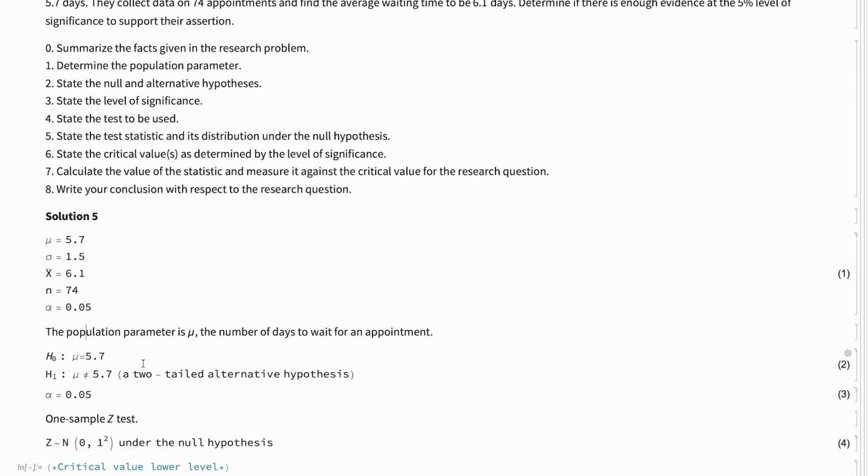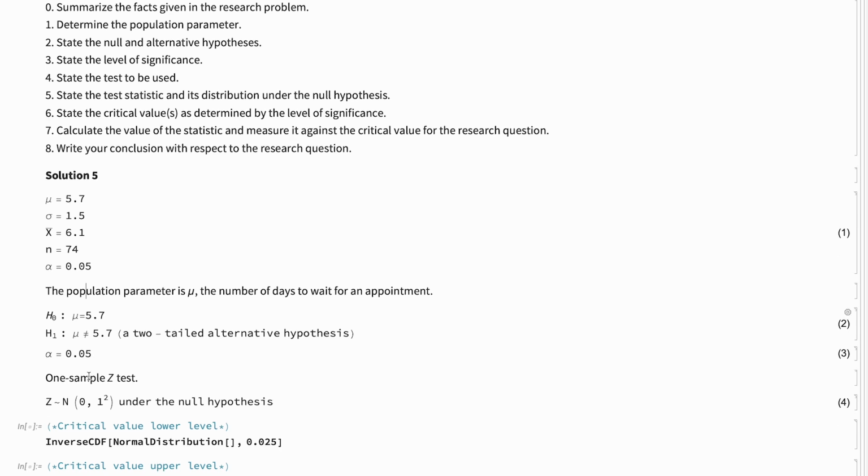Next step, we're going to write the null and alternative hypothesis, and we write that as H sub 0 and H sub 1. So mu is 5.7, the population value is 5.7. Alternative hypothesis, it's not 5.7, it's two-tailed. They did not say they claim it now to be less than or more than. They said it's no longer, it's now different, and that's what we have. Next step, step number 3, state the level of significance. I have it there, alpha equals 0.05.